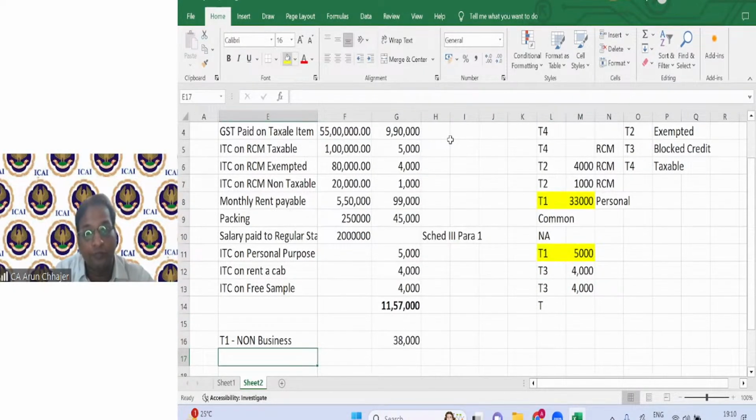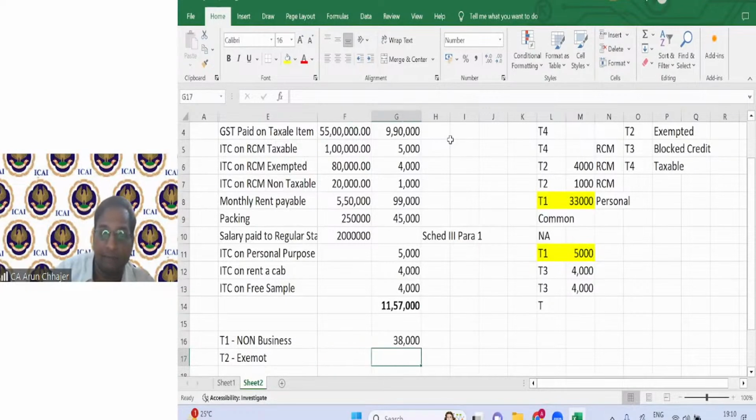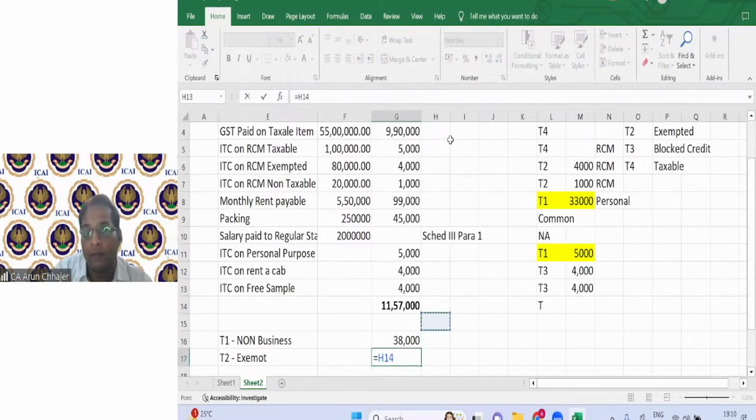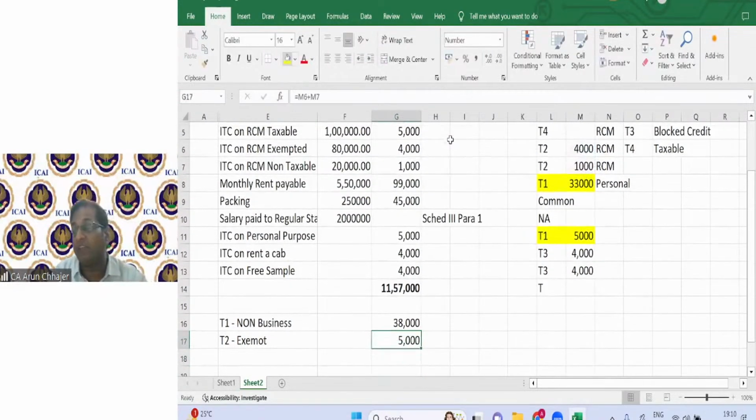What is T2? T2 is nothing but the exempt supply, right? T2 is nothing but the ITC which is exclusively linked to the exempt supply. Correct? So 4,000 and 1,000. You remember the definition of exempt?